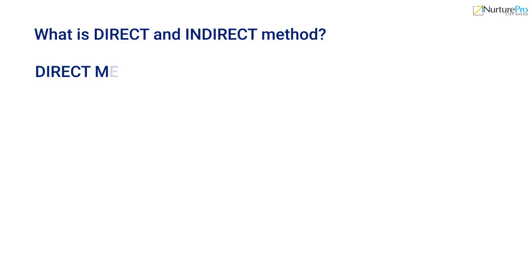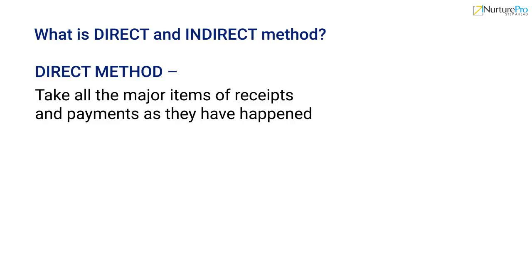Now let us understand what is direct and indirect method. In the direct method, we take all the major items of receipts and payments as they have happened, that is, on a gross basis, and find out the change in cash.